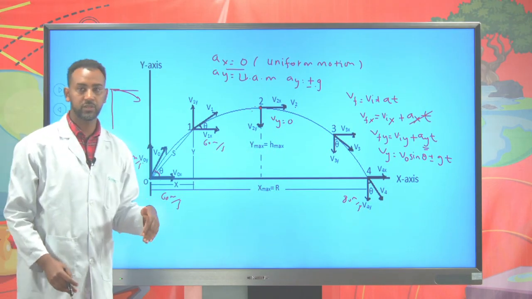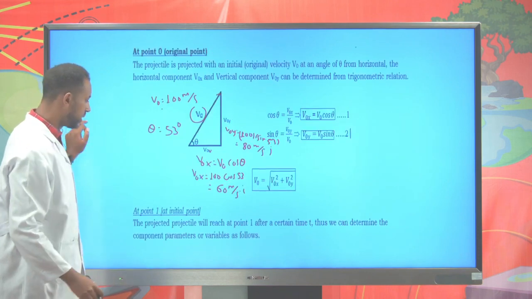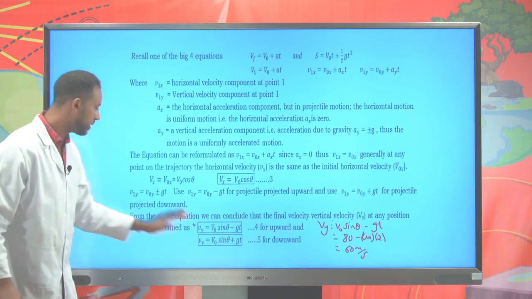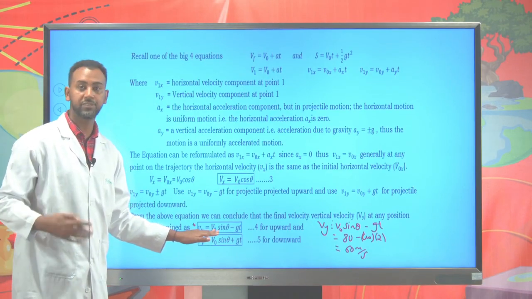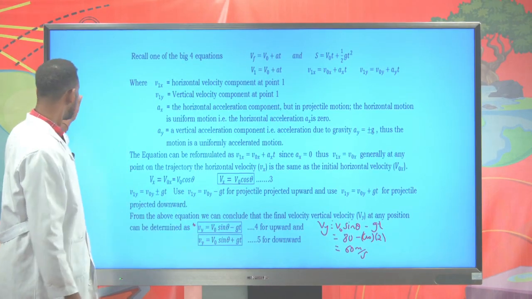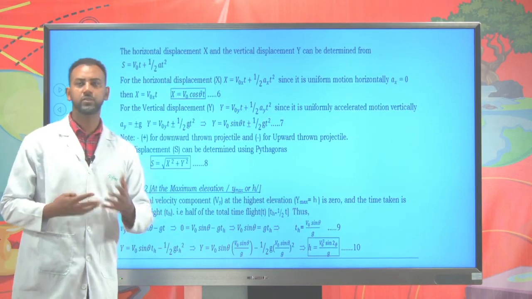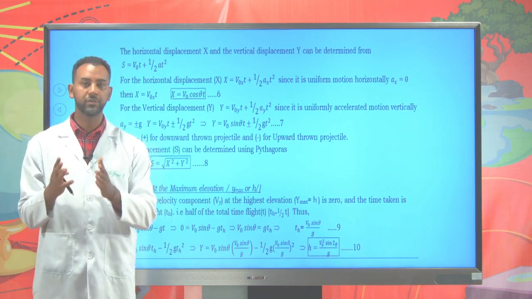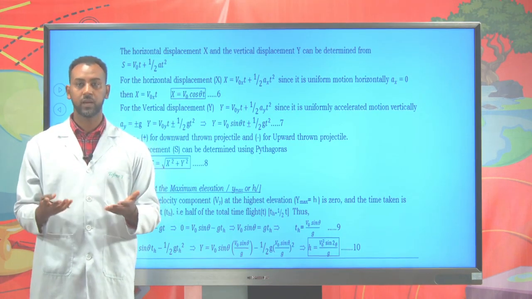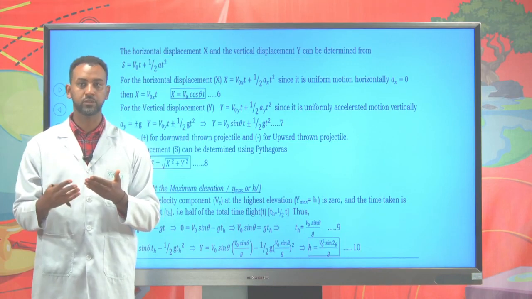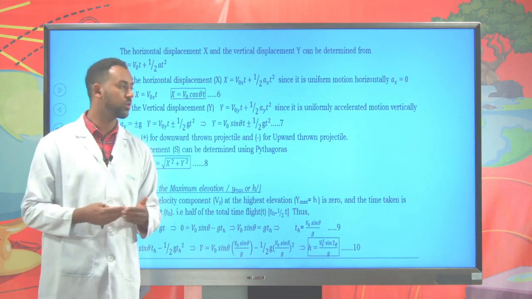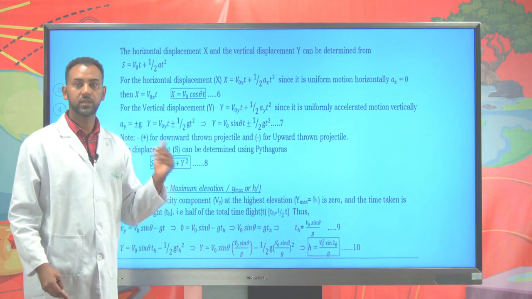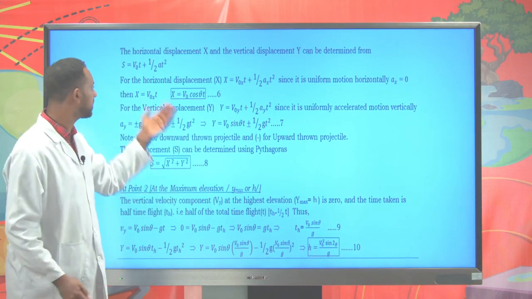So this is a projectile motion, and some of the common equations are this one, the initial components, this one, the vertical components after a given time t. It's also possible to discuss the horizontal and vertical displacement. So far we have discussed the time interval and the horizontal and vertical velocity components at time t. Now, how do we determine the horizontal and the vertical displacement?